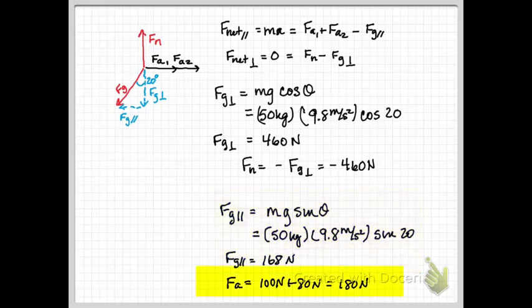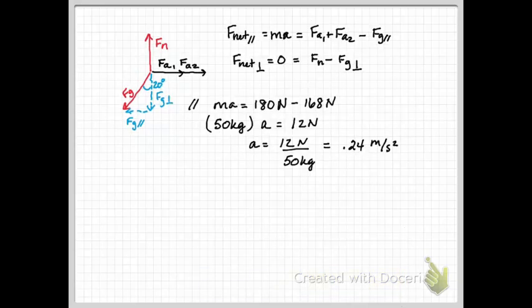Then I have the fact that the applied forces are just the sum of those two, one kid pushing, one pulling, and you get 180 newtons. Keep chugging to put it all together, and you get mass times acceleration is equal to the sum of the applied forces minus the weight. From that equation right there, I plugged in my 50 kilograms and worked my way around and got acceleration is 0.24 meters per second squared.